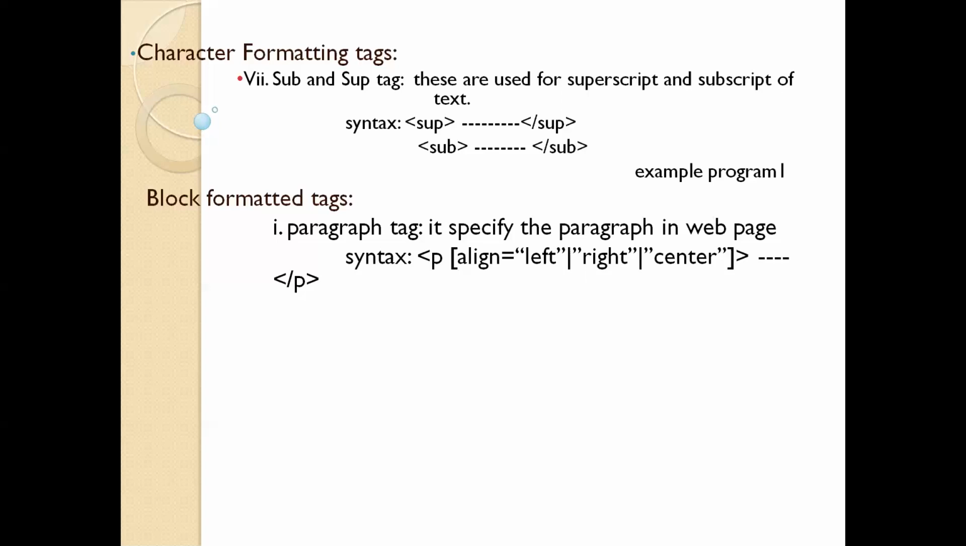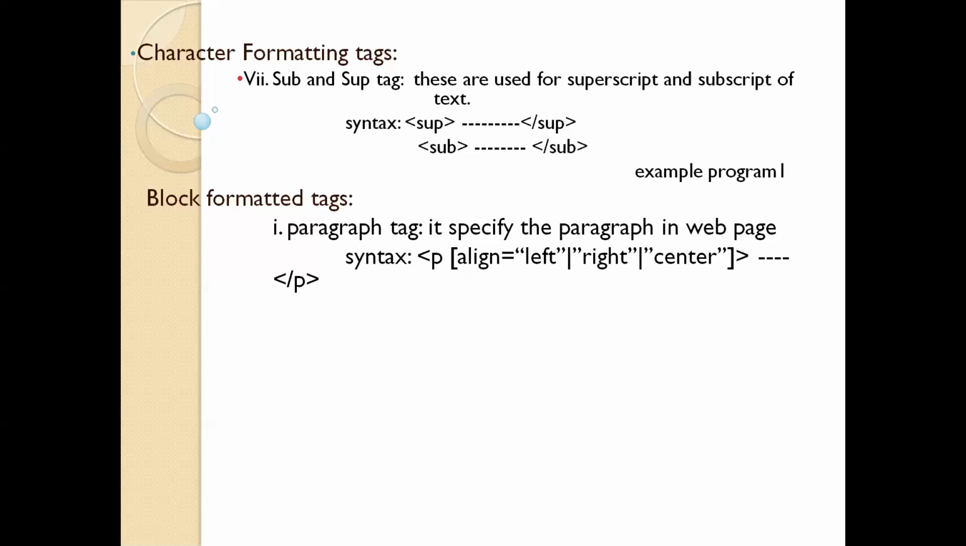So P, align equal to left or right or center. If you want to align the text of the paragraph at the left, we have to use align equal to left. Or if you want the text at the center, we have to use align equal to center. Or if you want to align that text at the right, we have to use align equal to right. There is no mandate of using this align. By default, the paragraph tag will align the text to the left.